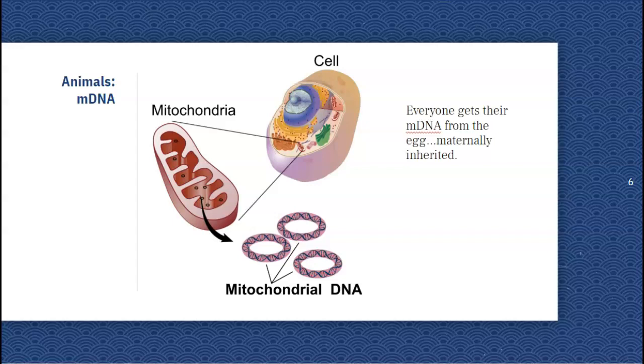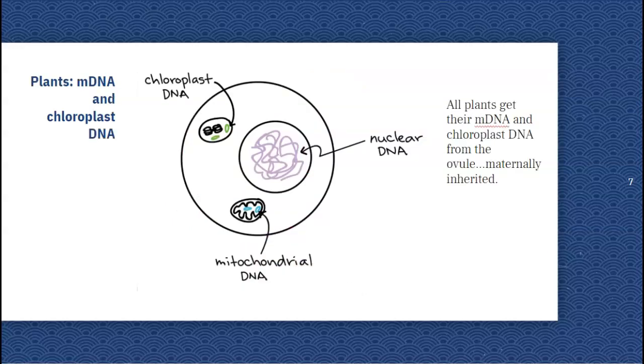Okay, so that's one thing that all animals have in common. We all get our mitochondrial DNA from the egg from our mom. As far as plants, plants also get all of their mitochondrial DNA from their mom too, okay? And in addition, plants also get all of their chloroplast DNA, because remember mitochondria and chloroplasts have their own DNA, because we think that they used to be their own prokaryotes that were engulfed, right? The endosymbiotic theory, remember that?